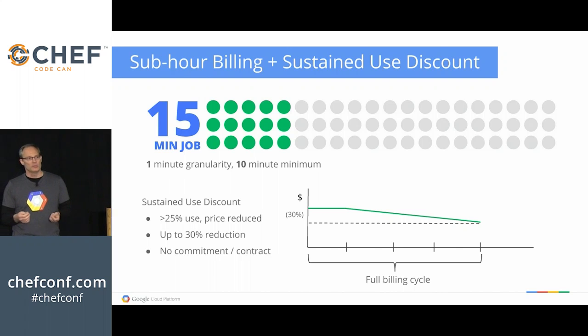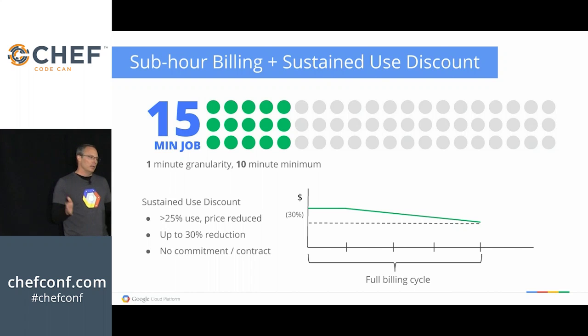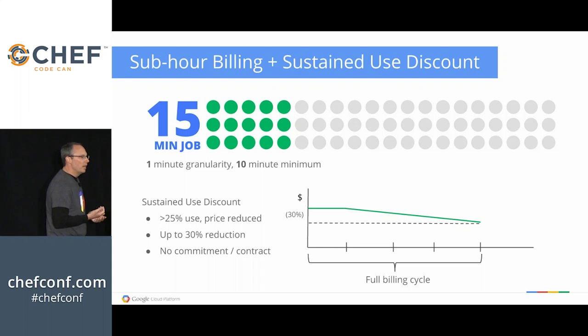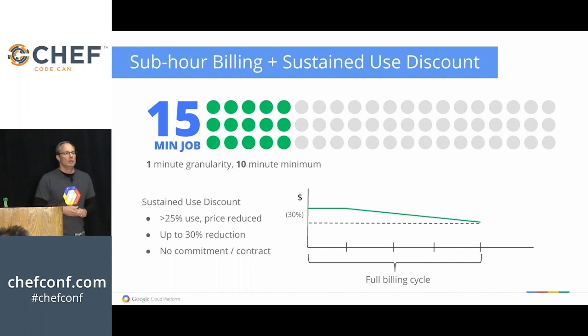If you have an instance that you're going to run and you're going to keep it running all the time, once it hits 25% of the billing period, the price starts to get cheaper. And if you leave it running 100% of the billing cycle, it'd be 30% less than what you would normally pay if you were just going to turn it on, use it for a little bit, and then shut it back down again. So there are no contracts or sign-ups or commitments or anything like that. The longer you use it, the cheaper it gets.